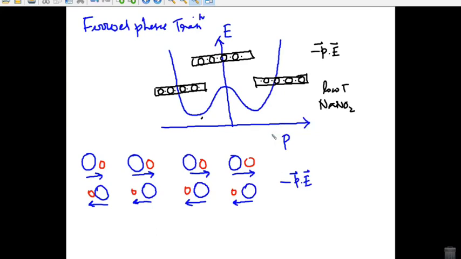So this macroscopic theory provides a very useful description of many different ferroelectrics. This is the Landau theory of phase transition.